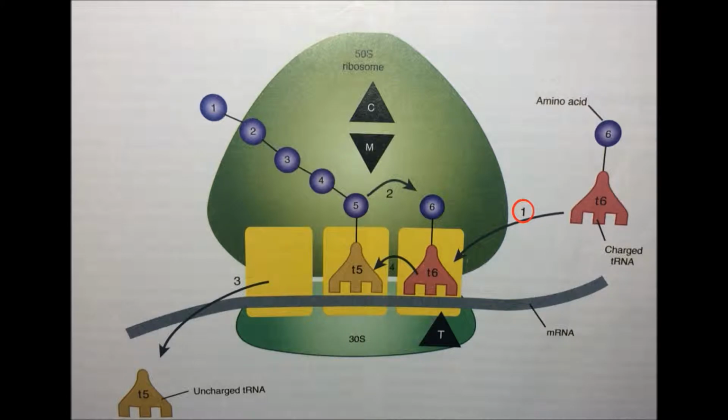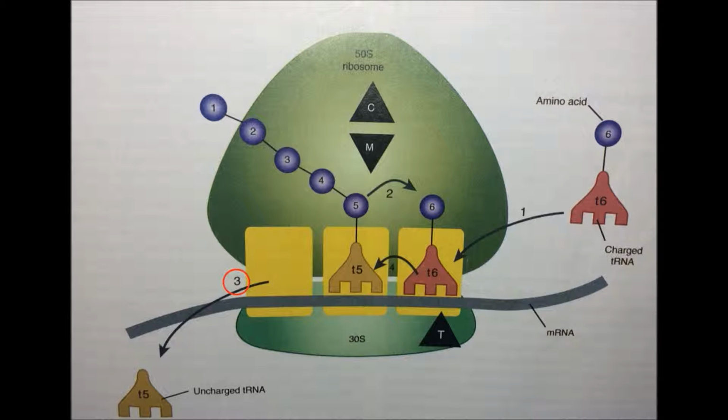The first step is the charged tRNA unit carrying amino acid 6 binds to the acceptor site on the 70S ribosome. Second, the peptidyl tRNA at the donor site with amino acids 1 through 5 then binds the growing amino acid chain to amino acid 6.